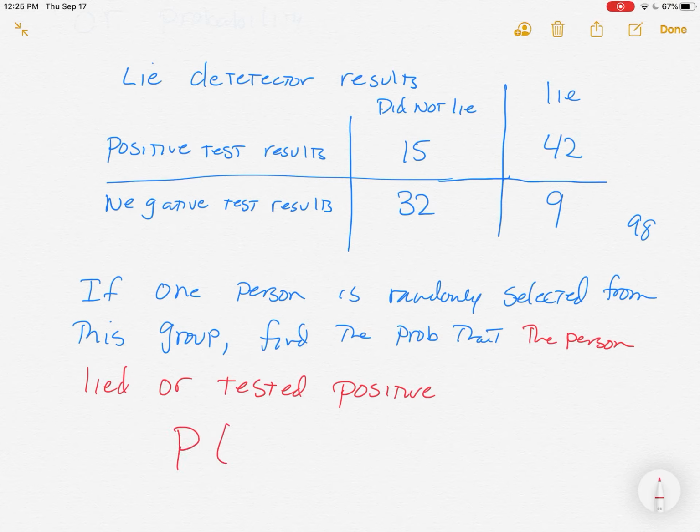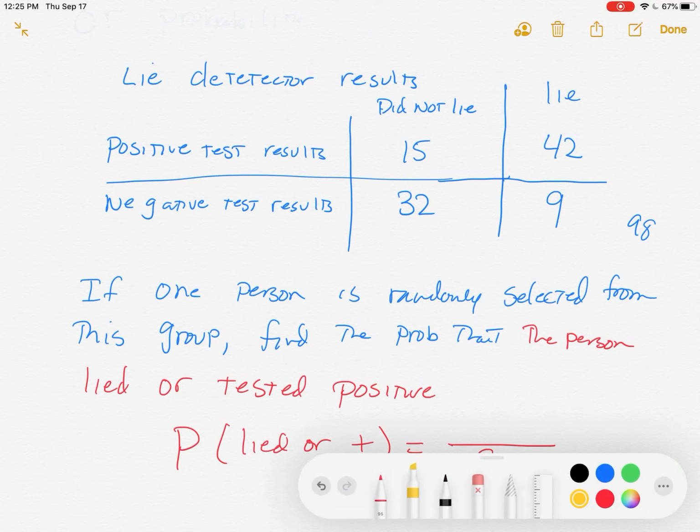It's a simple question. One person's being selected, so we're going to have one fraction. We need them to either have lied or had a positive test result. How many people are there? 98. 98 total people I could select. So picture it as a bunch of paperwork, one for every person. There's 98 pieces of paper out there. I could have one of any 98 picks. And I'm going to select one of them.